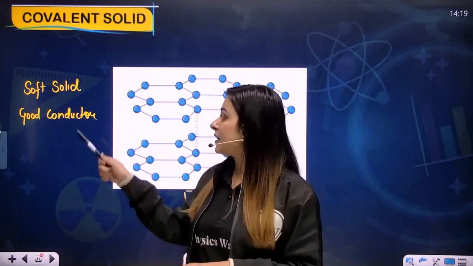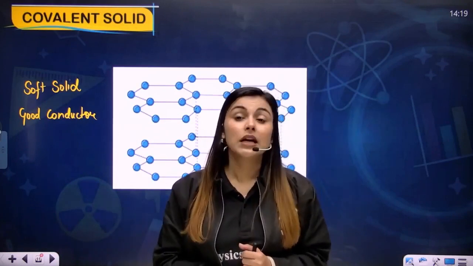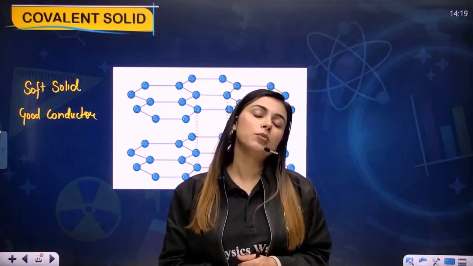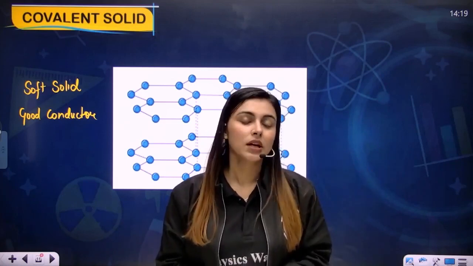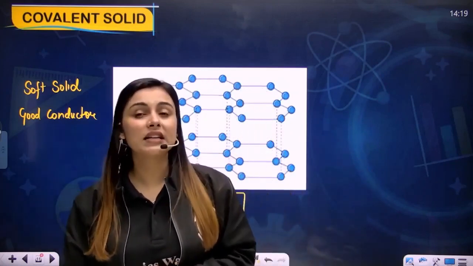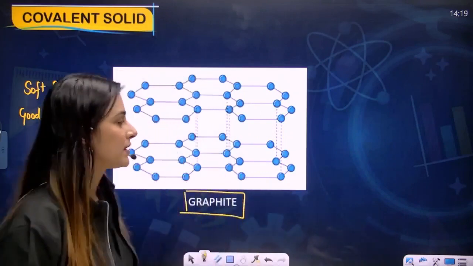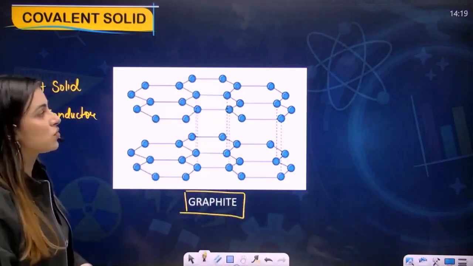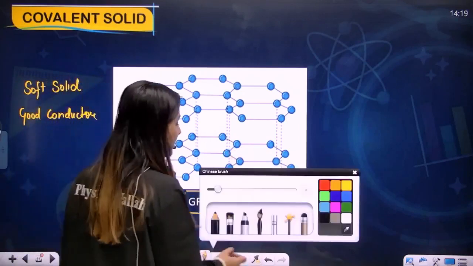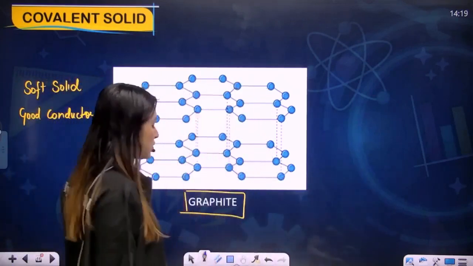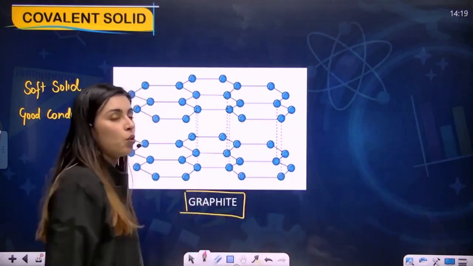The other thing is it is a good conductor of electricity. All the covalent solids are poor conductors or non-conductors, we would say, but graphite is a good conductor. Now we have to understand why this is happening. So now let's try to understand that, and that could be understood only by seeing the graphite structure.